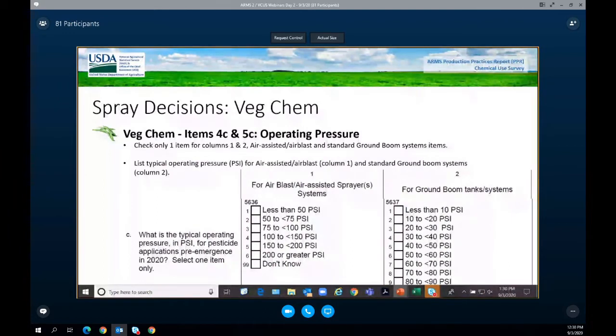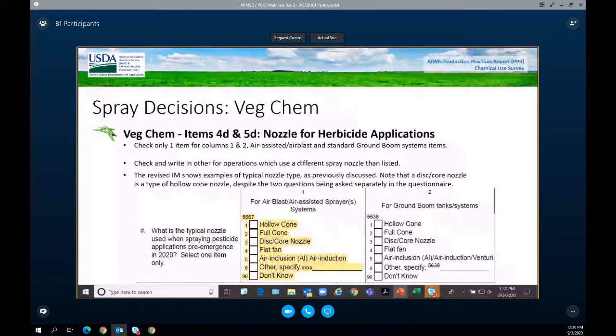Typical operating pressure. Here again, we think this made sense to most growers we talked to. They have these different breakdowns of pressure in pounds per square inch. Typical nozzle. So here, this is similar to what we're going to ask in soybeans about nozzle type, but here, again, they may have totally different nozzles for an air-assisted system versus a standard ground boom system.